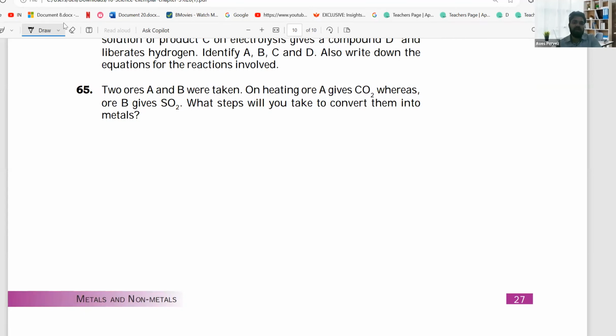Two ores A and B are taken. On heating A, it gives carbon dioxide, whereas on heating B, it gives sulfide. What steps will you take to convert them into metals?